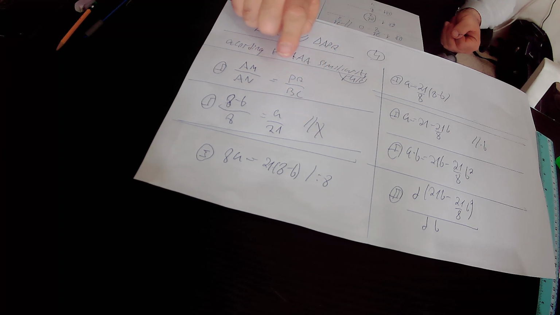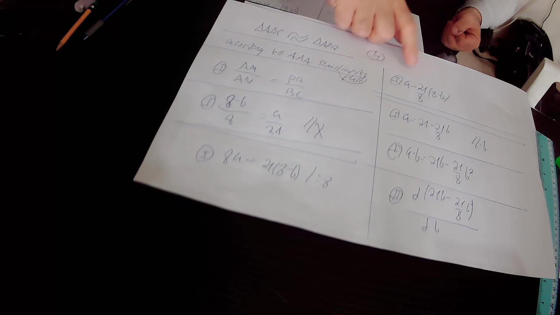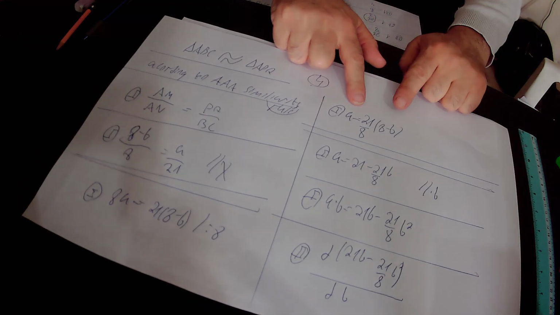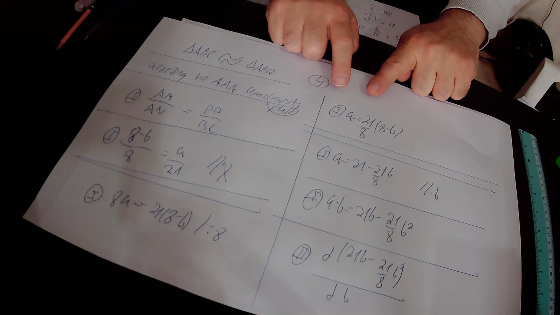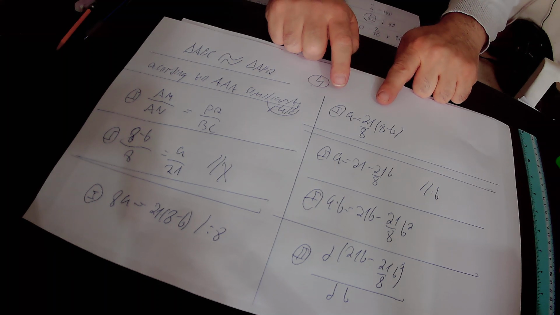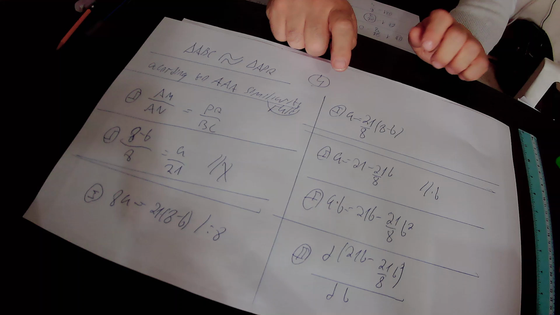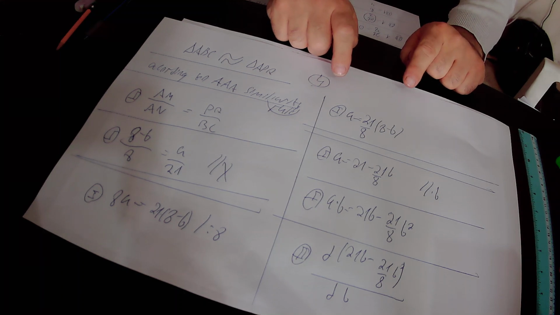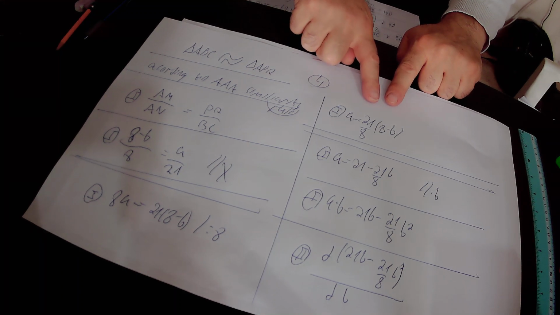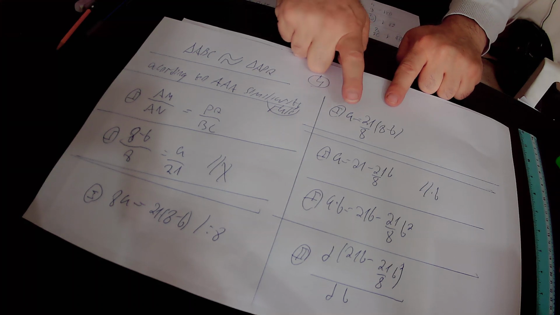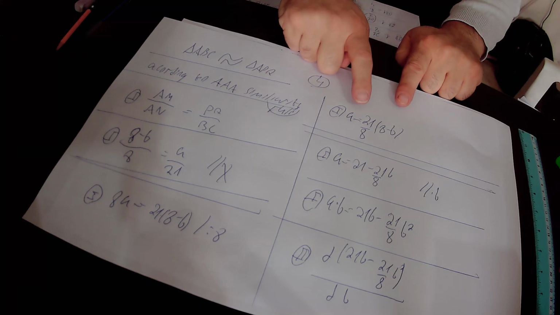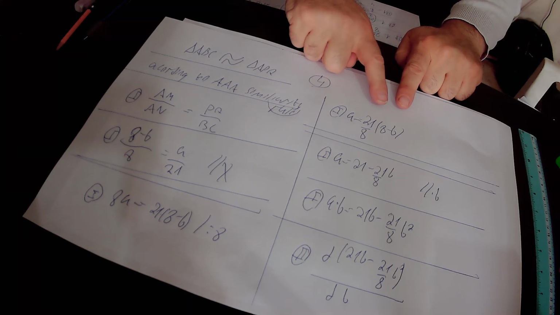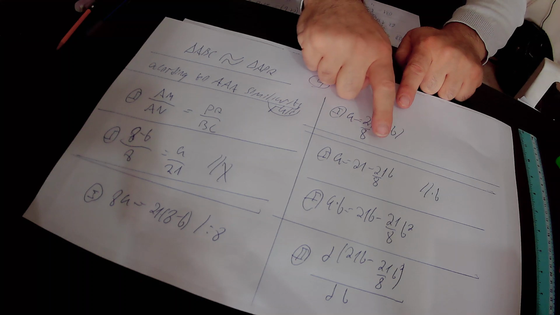Here we divided equation 1 by 8, and found that A equals 21 over 8 times (8 minus B). Again, A equals 21 over 8 times (8 minus B), according to equation 1. Here we opened the brackets, and found that A equals 21 over 8 times 8, which is 21, and 21 over 8 times minus b, which is minus 21b over 8.